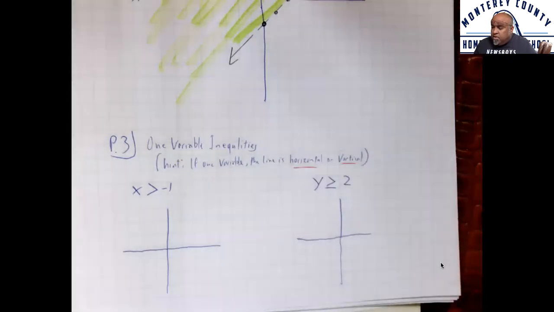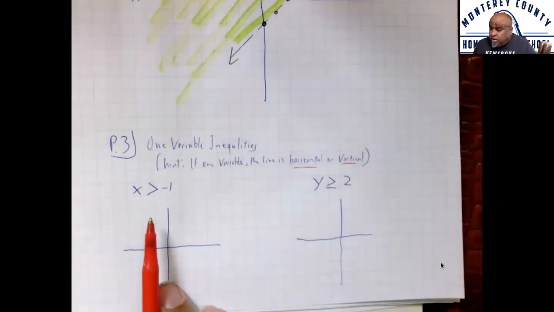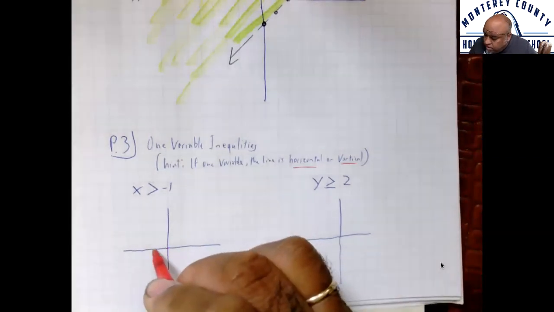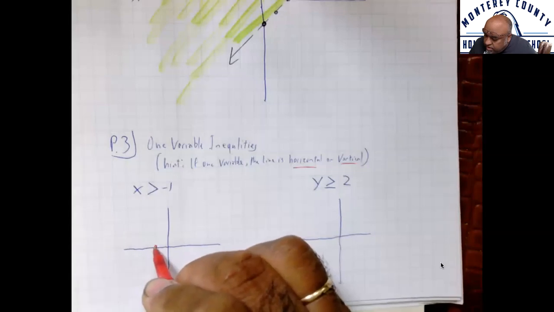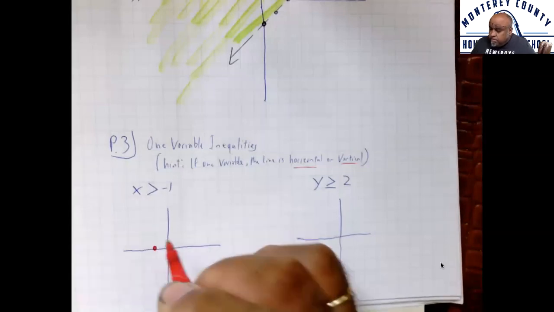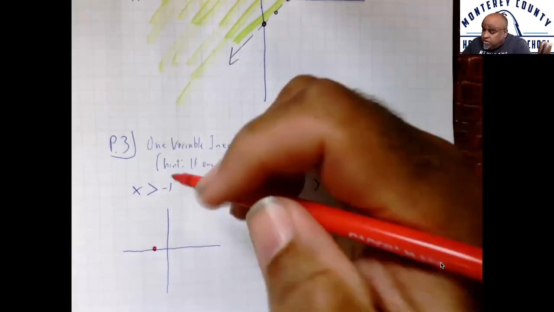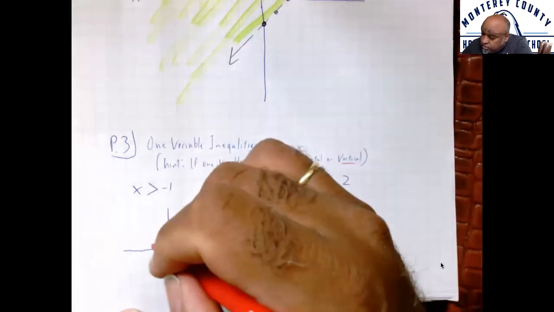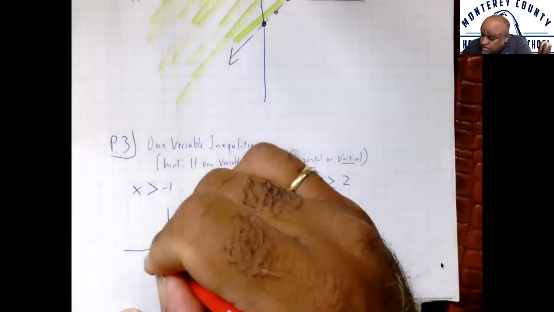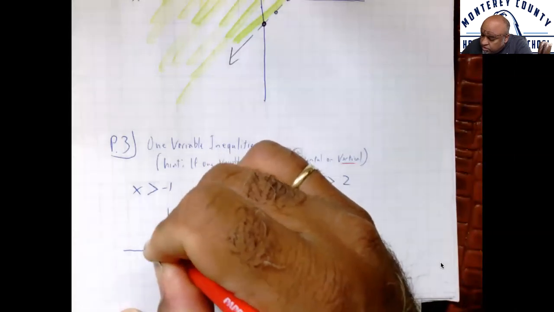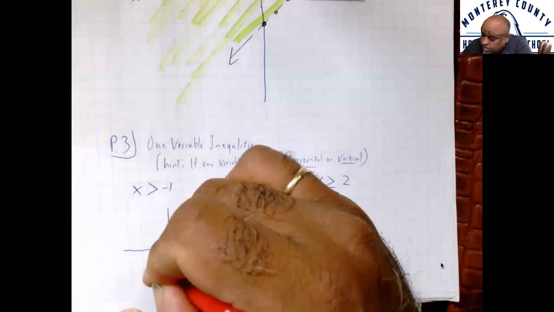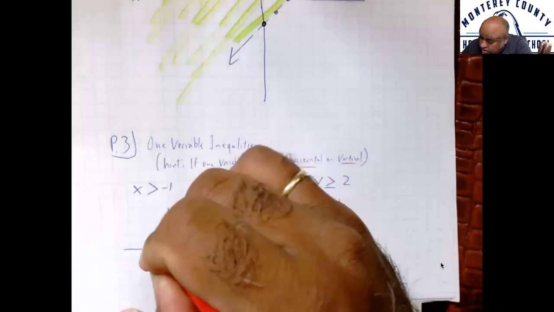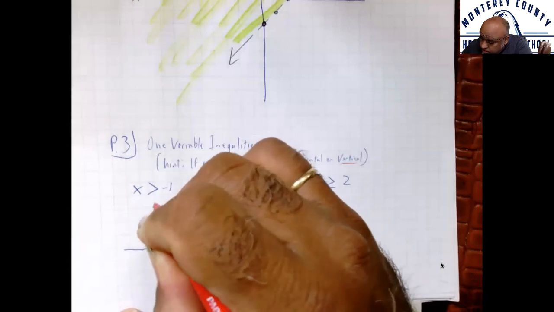So in this case, x is greater than -1. So I go to -1 on my x-axis, and that is my starting point. Since there's no y value, I am just going to make a line that is vertical to represent my graph. Since this is an open inequality, I'll use an open line or a dashed line.